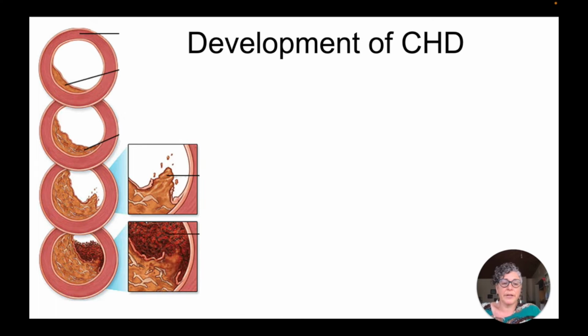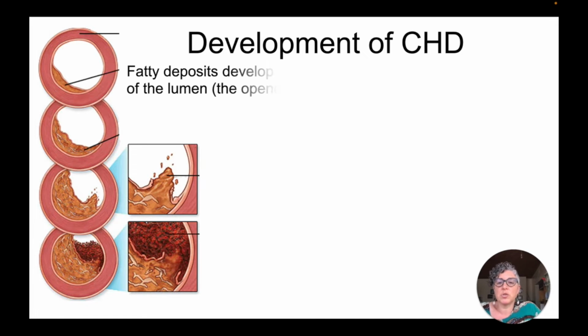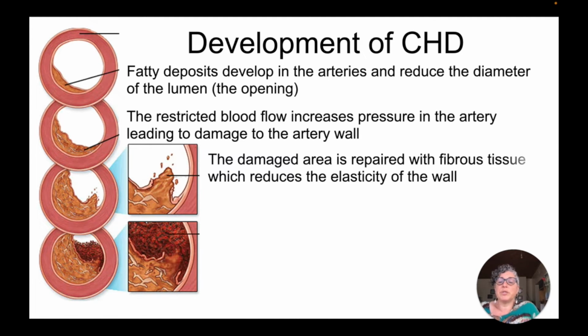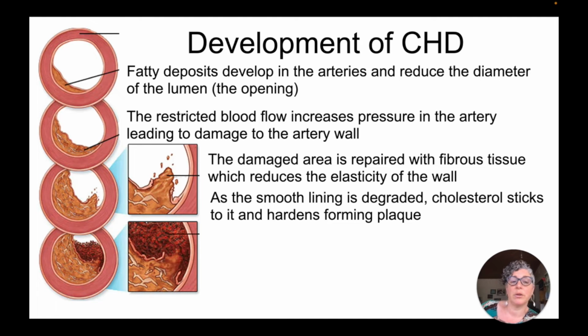This could be a very long process, or a quick process, depending on how quickly the artery gets blocked. The first thing that happens is fat deposits develop in the arteries, reducing the diameter of the lumen. The lumen is the opening of the artery. We have pictured here an artery where the fat deposits are starting to build up. This restricts blood flow, which increases pressure in the artery wall, and that leads to some damage in the artery wall.